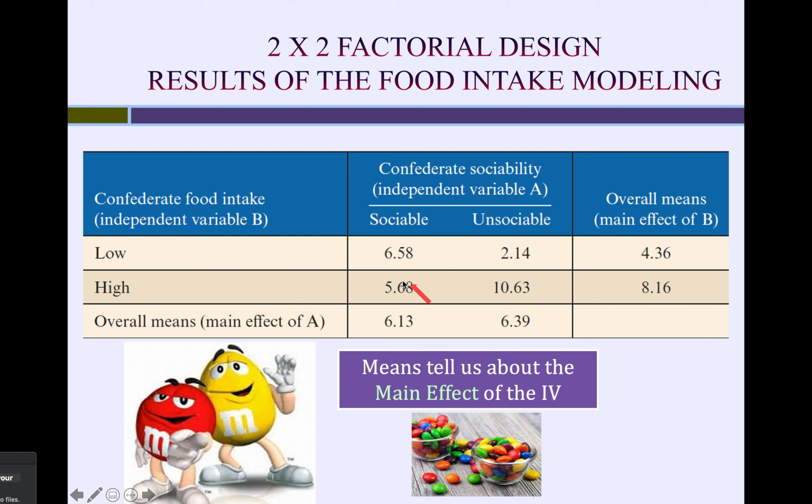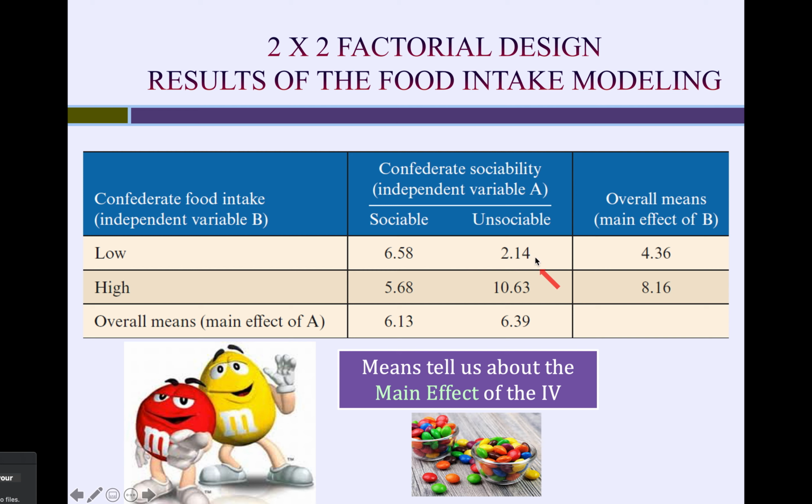Now, looking at this particular group, they were with a sociable confederate who ate a lot of M&Ms, 5.68 M&Ms. However, if you were in a room with an unsociable confederate who also ate a high number of M&Ms, then the participants also ate a high number of M&Ms. So we can see that there are some differences in each one of those 4 conditions that we identified before. About 6.6 M&Ms for a sociable confederate who ate a low amount of M&Ms.